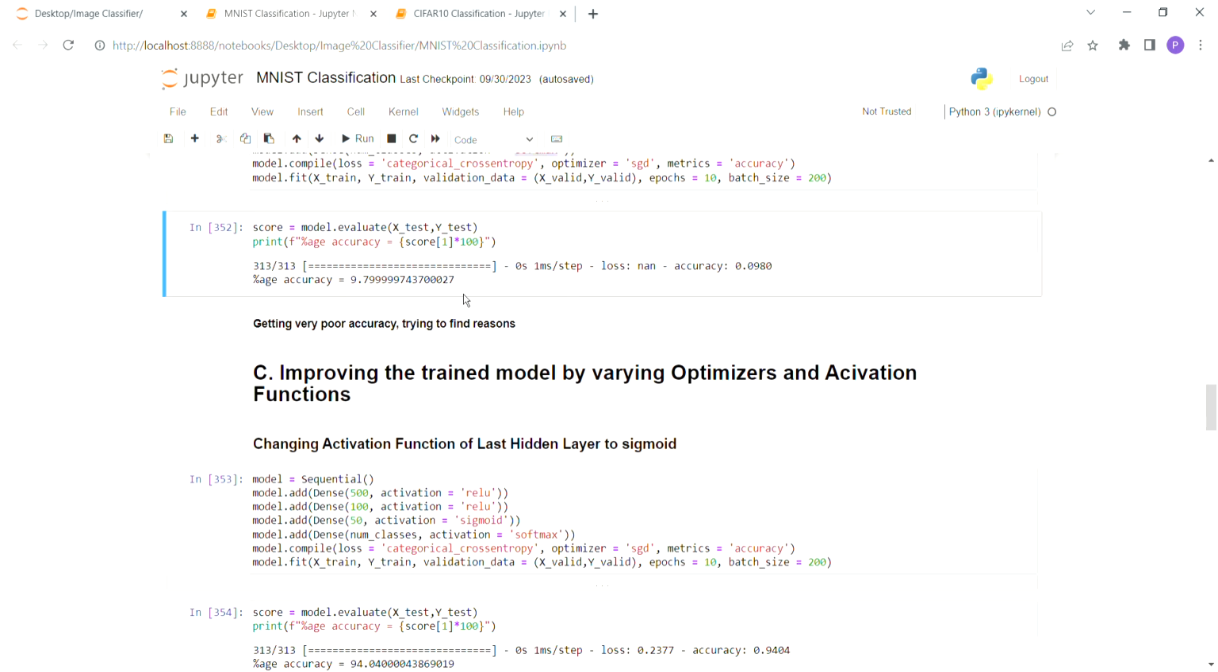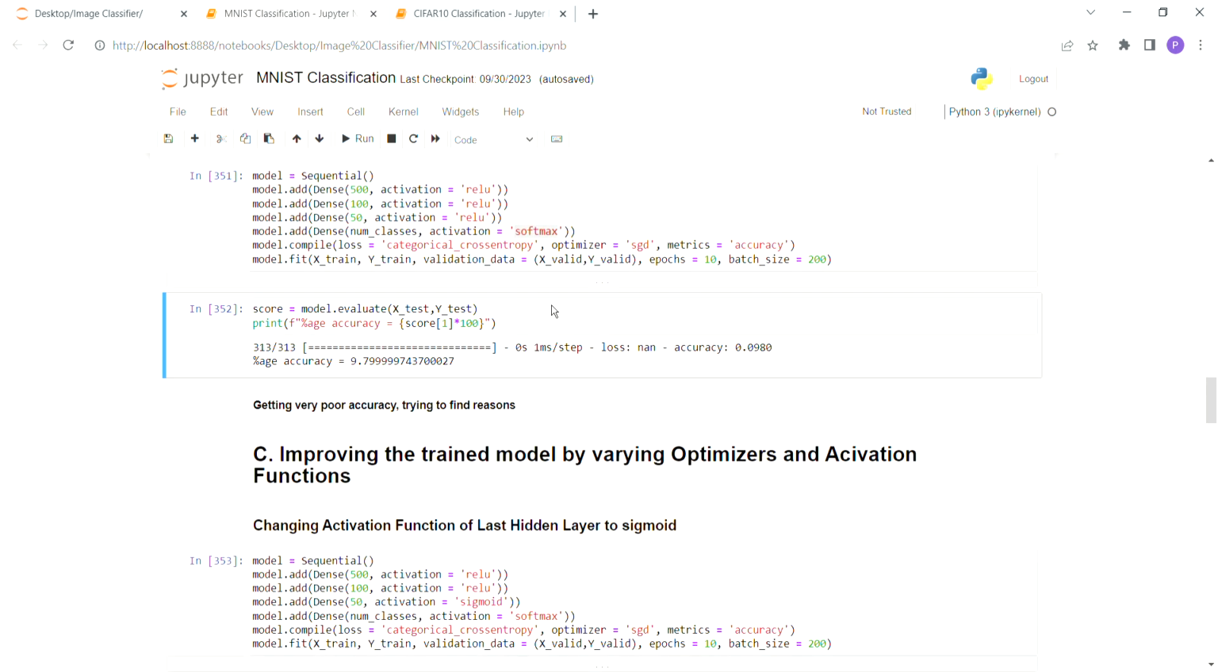We can see here on evaluating that the accuracy comes out pretty low, that is 9.79%. This is like the model has not learnt anything, because there are 10 classes, and even without learning anything there is a 10% probability that it will predict correctly.